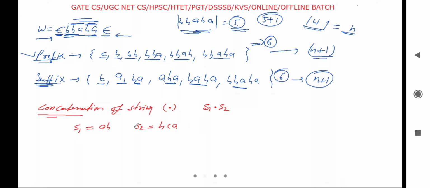Then what will be the concatenation of s1 and s2? So s1 concatenation s2 is nothing but we do the concatenation of the strings. So here it is ab concatenation bca. Finally it becomes abbca. This is the concatenation of two strings, right? Then what will be the concatenation of s2 concatenation s1? Tell me. What will be the concatenation s2 concatenation s1?